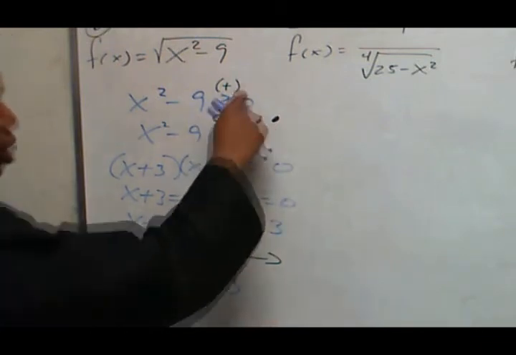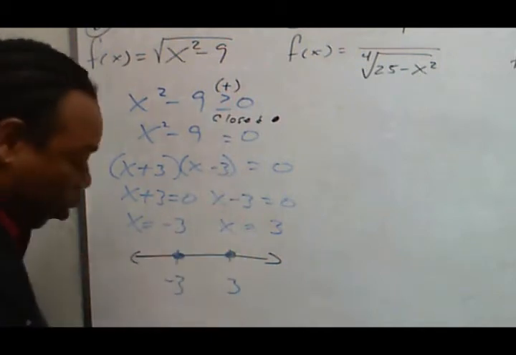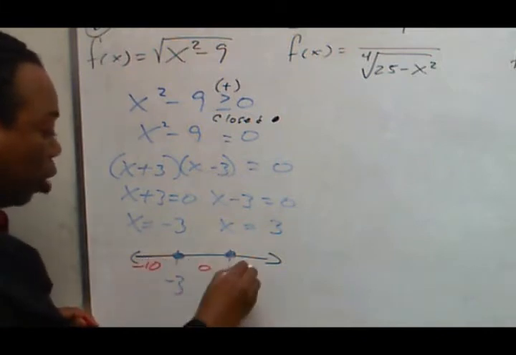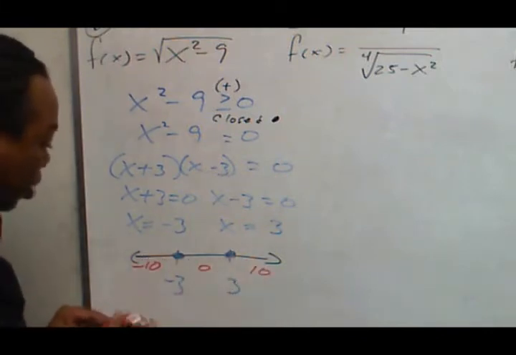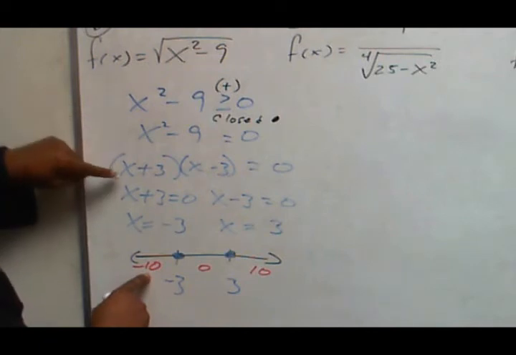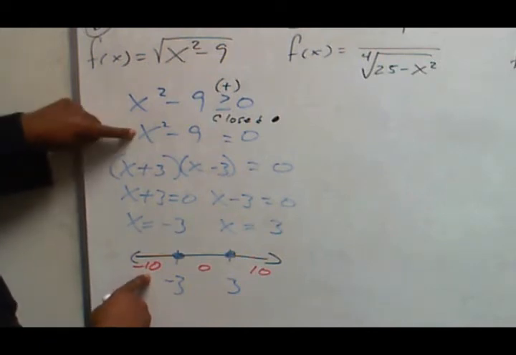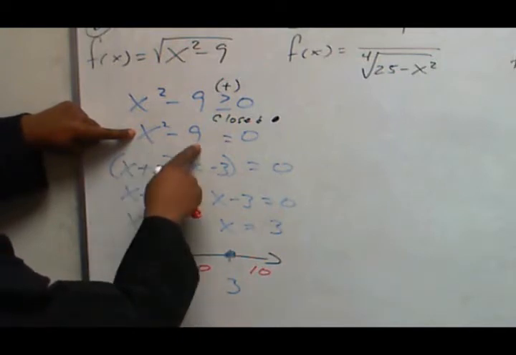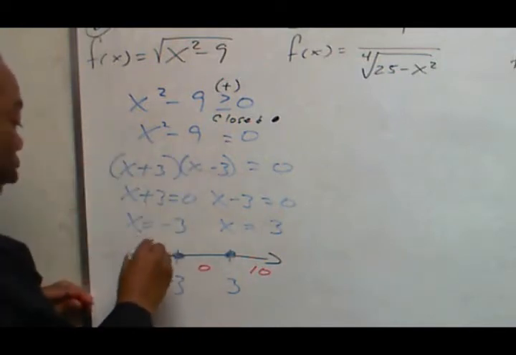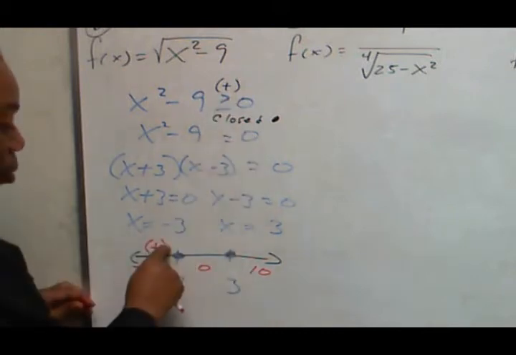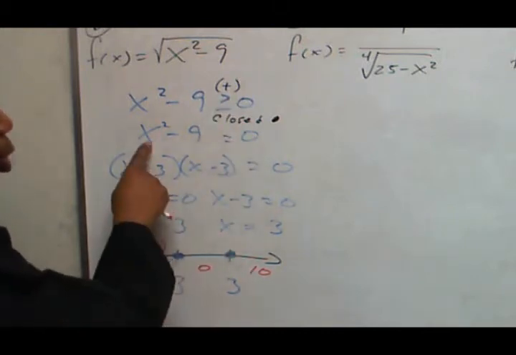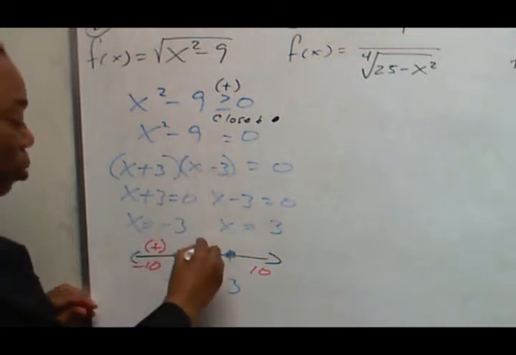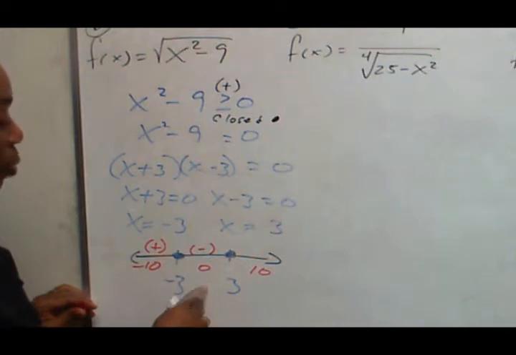And we're looking for positive parts. So I'm going to use test points, let's say negative 10, 0, and positive 10. I'll put negative 10 in the original. Negative 10 squared is 100. 100 minus 9 is a positive answer. So this matches. Let's put 0. 0 squared is 0. Take away 9 is negative 9. Negative 9 is a negative answer. So this area cannot be used.